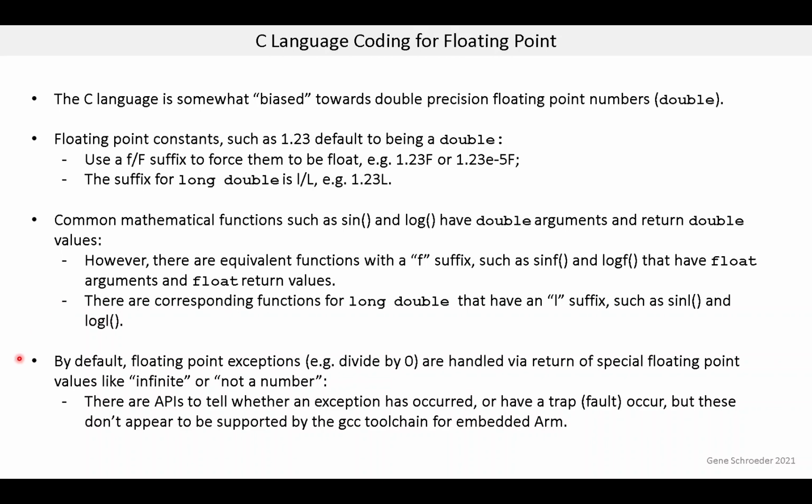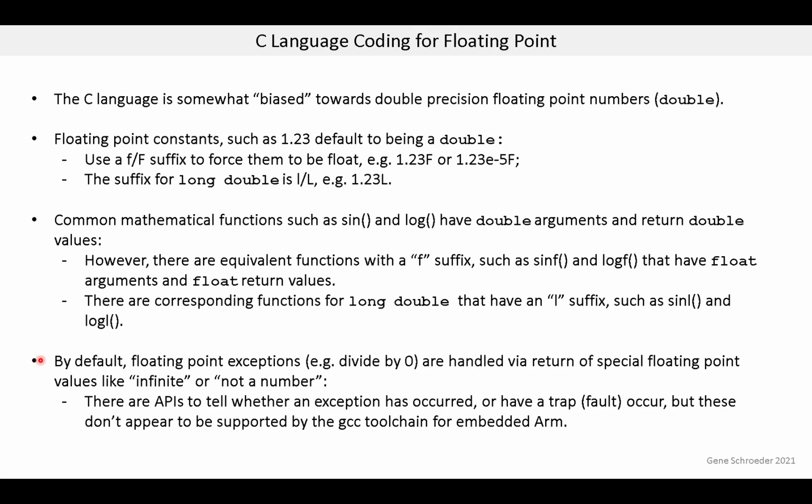And finally, I'd like to say a few words about floating point exceptions. These are things like dividing by 0 or taking the square root of a negative number that don't have a standard answer. Now, the default behavior in C is that you will always get a floating point result, but it might be one of the special floating point values like infinity or not a number that we talked about previously. It's up to you to check for these values in your code if you need to, and often you need to.